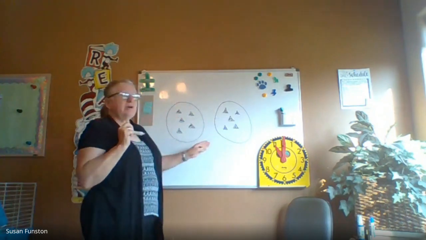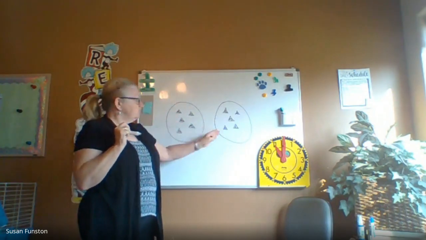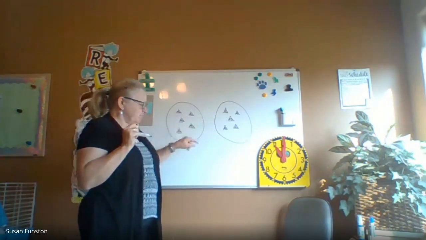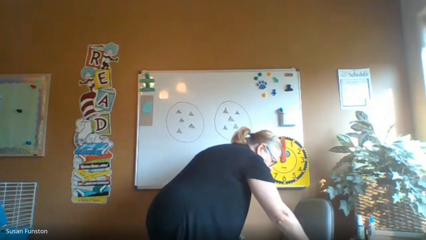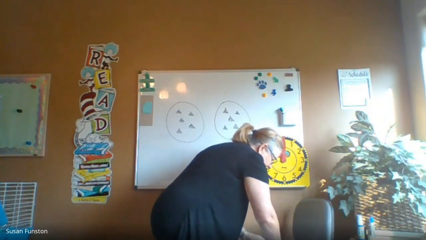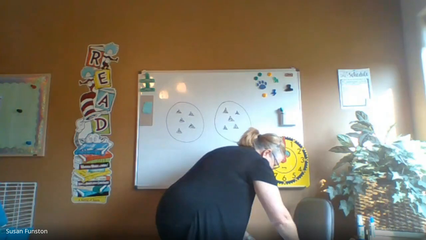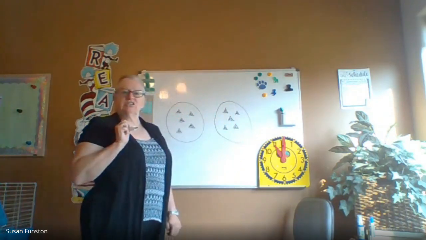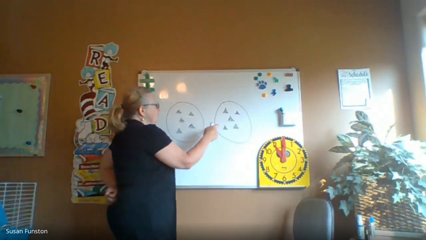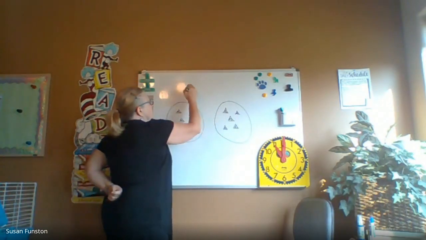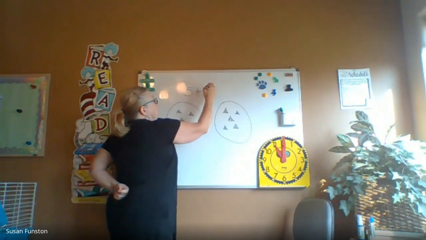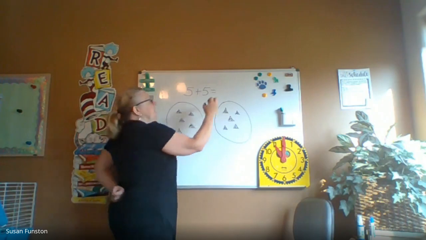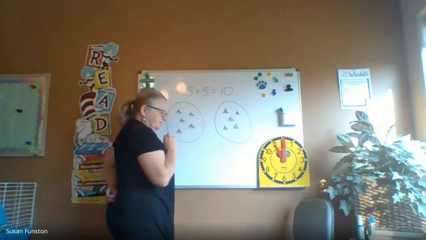So how many groups do I have? 1, 2. How many do we have in each group? 1, 2, 3, 4, 5. So I have 2 groups of 5. If I wanted a total, I could use addition, right? I could say 5 plus 5. So how many triangles do I have here and here? 5 plus 5 is 10. Very good.